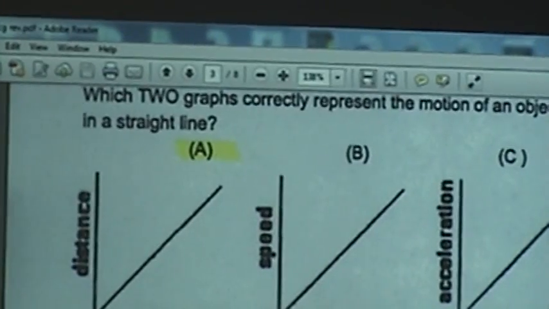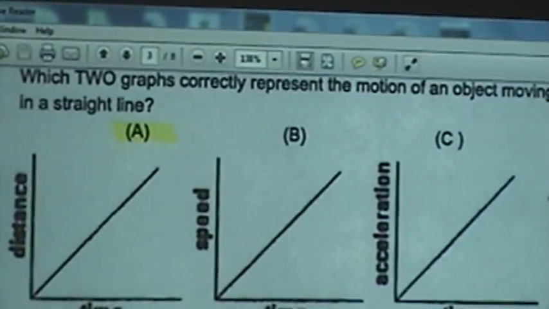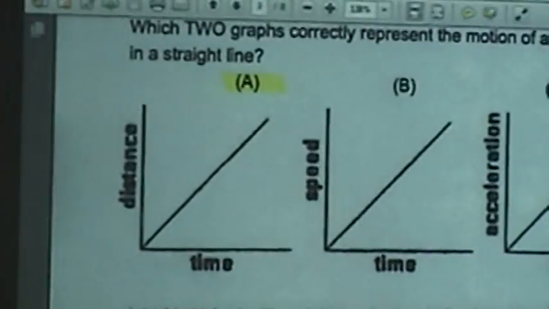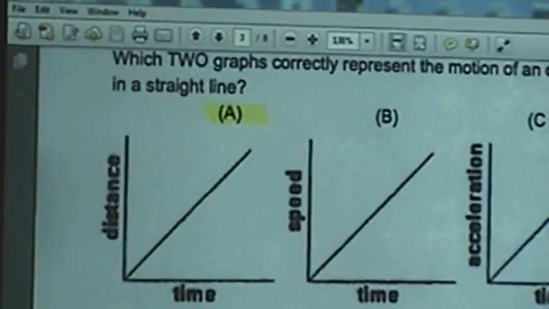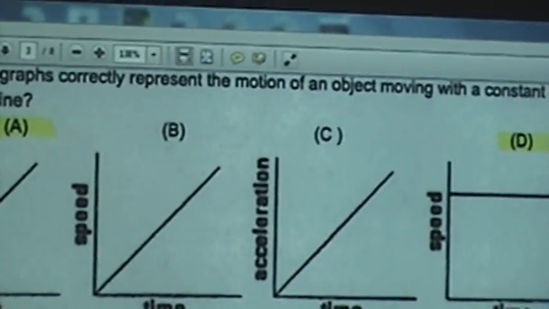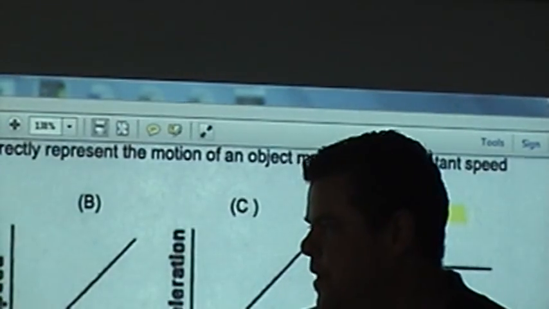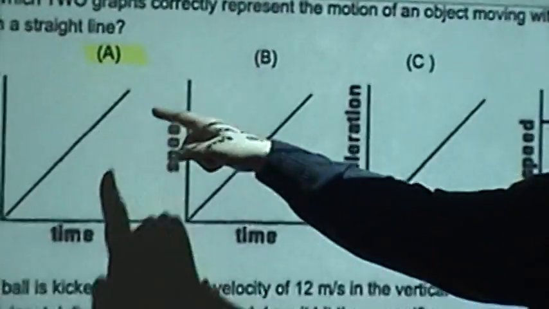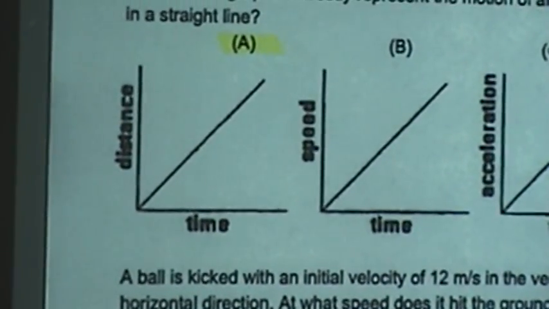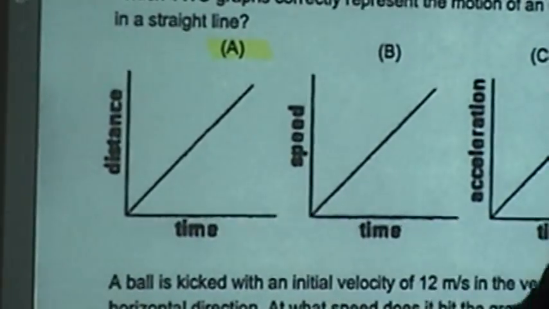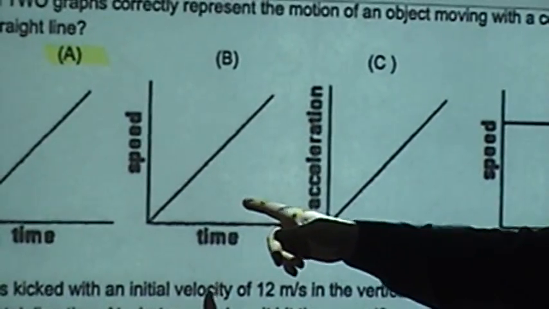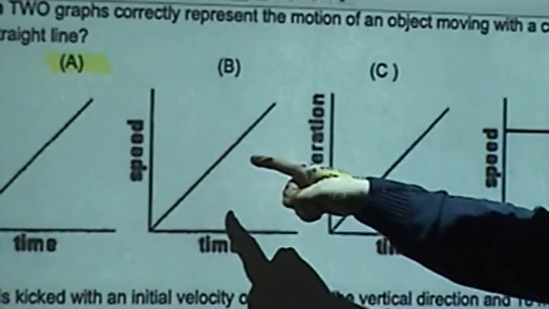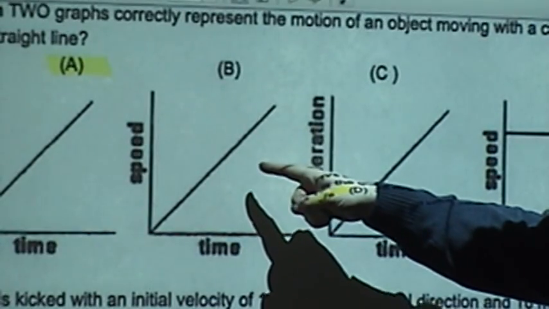Which two graphs correctly represent the motion of an object moving with a constant speed in a straight line? So something traveling at a constant speed in a straight line. When you're traveling at a constant speed, you're covering the same amount of distance per unit time, because speed is distance over time. So this first one is true because your distance starts at 0, but you're constantly covering more and more distance per unit time. The slope is constant. It's a straight line, distance versus time. This is a constant velocity. This is not constant because your speed starts at 0 and you're continuously speeding up. This would be a constant acceleration if you're going in a straight line, but it's not a constant speed.